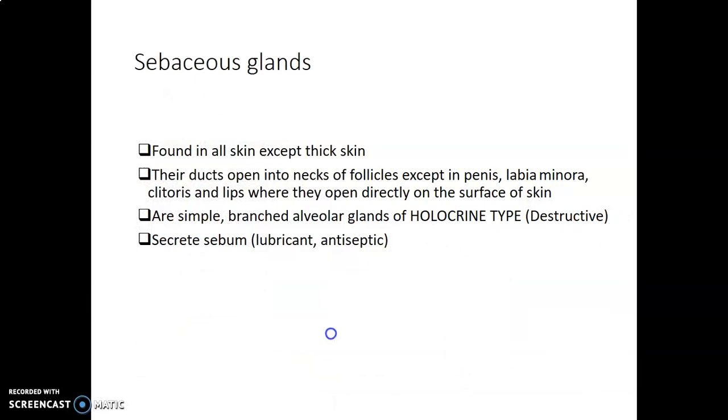So then we go to the sebaceous gland. Sebaceous glands are found in all the skin except where you have thick skin, the palms of the hands and the soles of the feet. And they have ducts that open into the neck of hair follicles. This occurs except in the penis, the labia minora, the clitoris, and the lips, where they open directly onto the surface of the skin. Then these sebaceous glands are usually simple branched alveolar glands, and they have a holocrine type of secretion.